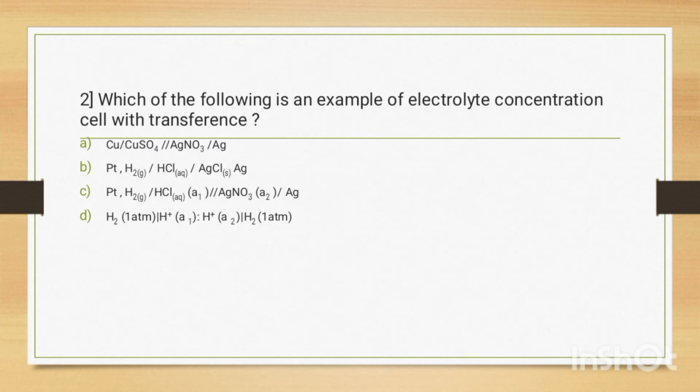The second problem. Which of the following is an example of electrolyte concentration cell with transference? For this, the answer is going to be the D option. That means there is a liquid junction in the middle, representing the liquid junction, the dotted lines. So this is a concentration cell with transference.